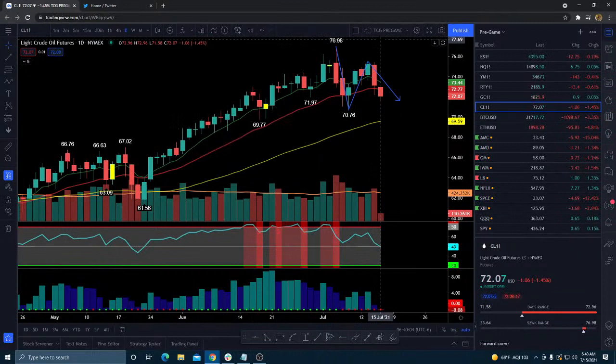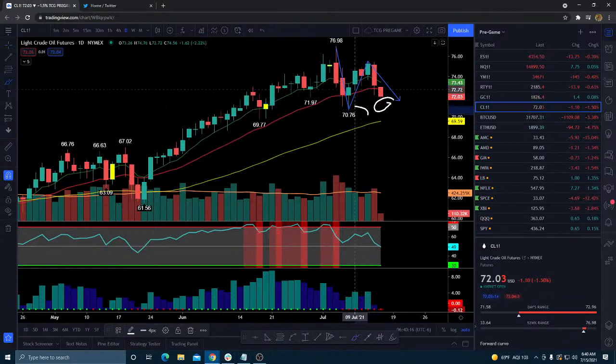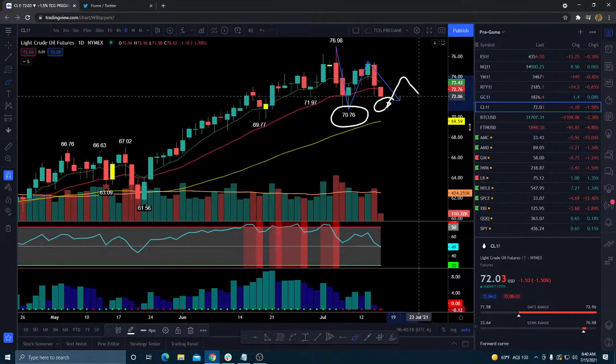So with oil, we have a daily equilibrium that is set up. Resistance 75.52, 76.98, support 70.76 and 69.77. So oil has given itself enough room for a higher low. Let's see if they can get it compared to 70.76 and then tighten on up. It could provide for a nice trade.